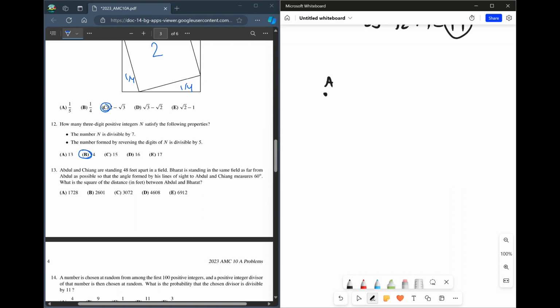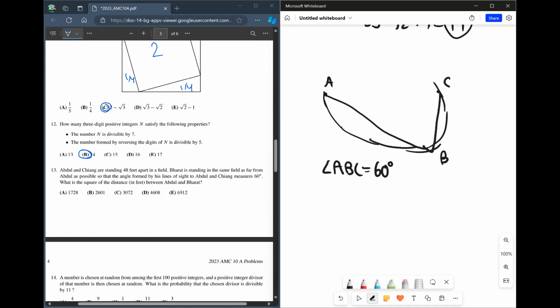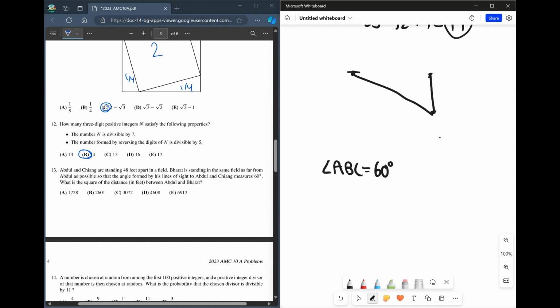So if this is Abdul, this is Chiang, and this is Bharat, then we have this angle ABC is 60 degrees. And that means that B lies on a fixed circle. So let me go ahead and draw that fixed circle in. Sorry if that's a bad circle. Let me go ahead and draw a better one. There we go. So that's A, B, and C.